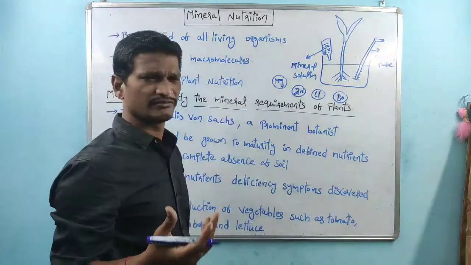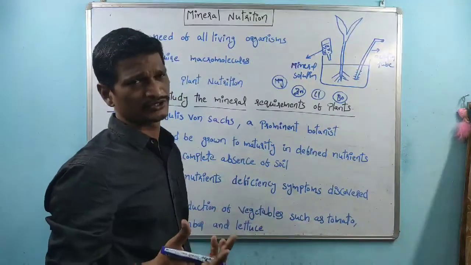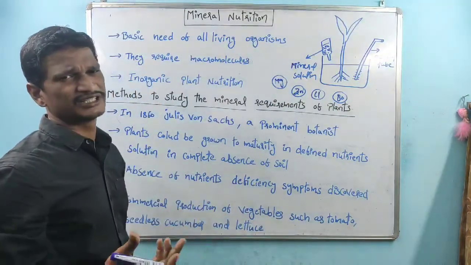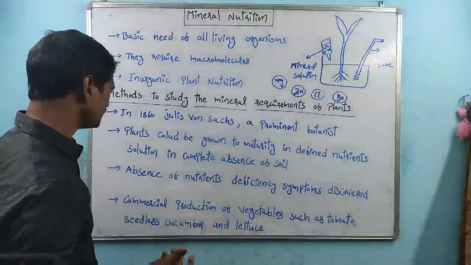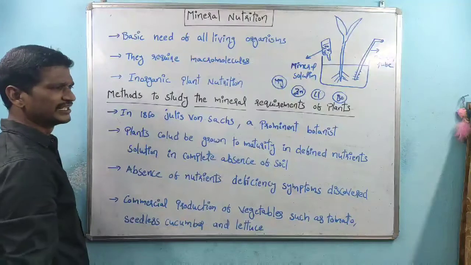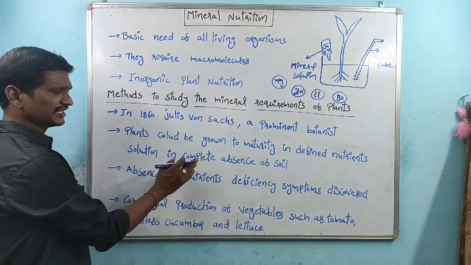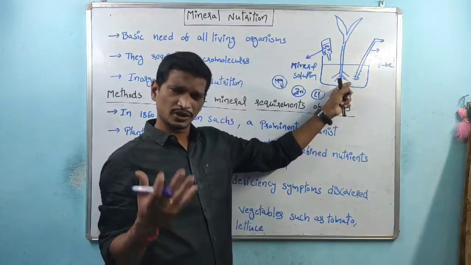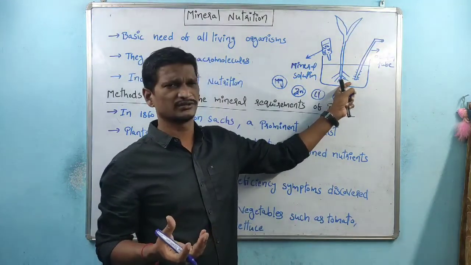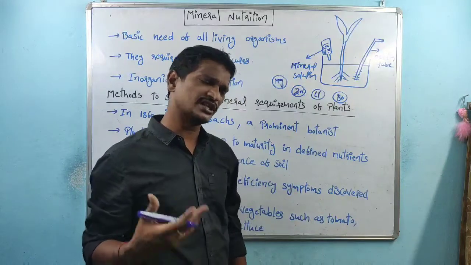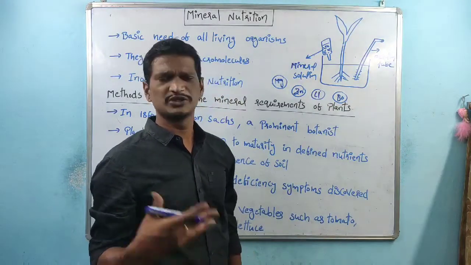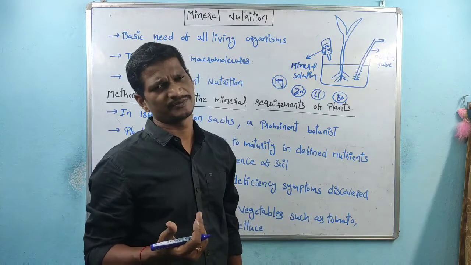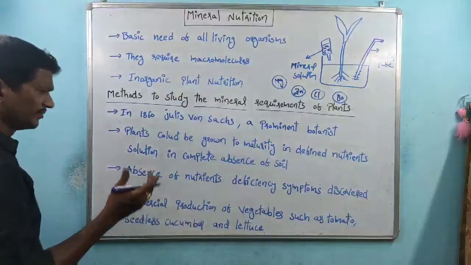So basically hydroponics is very, very helpful to study mineral nutrition, because in this way we can easily study the process and find out the deficiency symptoms of different minerals. Plants could be grown to maturity in a defined nutrient solution in complete absence of soil. Once the minerals are available, cell divisions take place, energy is available, maturity takes place, flower and seed production take place, and the lifespan is completed. That is the basic concept.